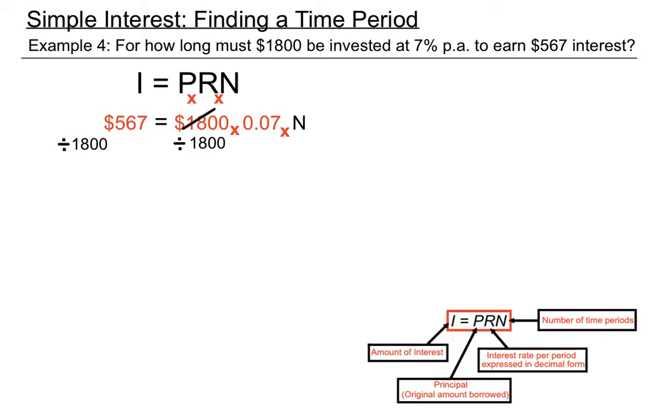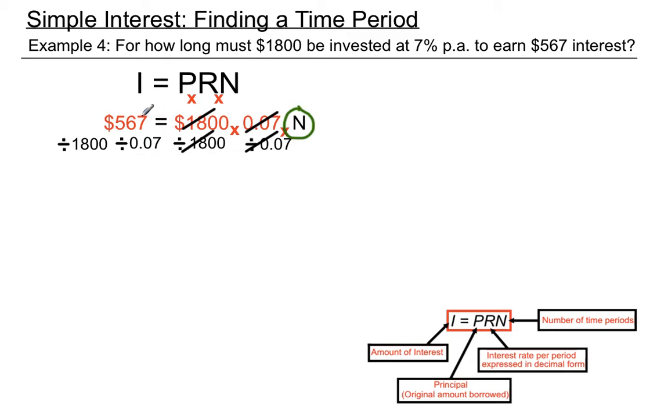On the right hand side, that 1800 and the one that's dividing will cancel each other out, which is good because we want to get the n on its own here. We want to also move the 0.07, so we'll divide by 0.07 on the right hand side and the left hand side, and on the right hand side that multiplying 0.07 and the dividing 0.07 will cancel each other out. Can you see now how that's allowed us to get n on its own?